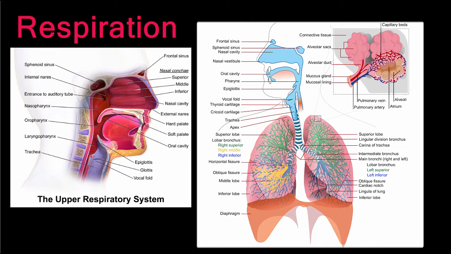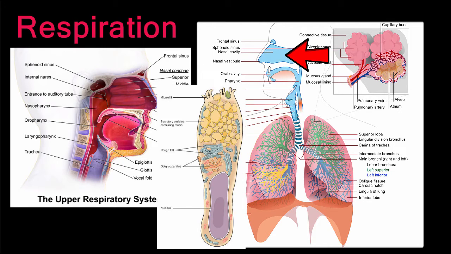When you breathe in, the air first passes through the nasal cavity, which is a mucous membrane. The mucus produced here helps to moisten and filter the air. The specialized cells that line the nasal cavity have tiny hairs called cilia that help to sweep away the particles caught in the mucus.